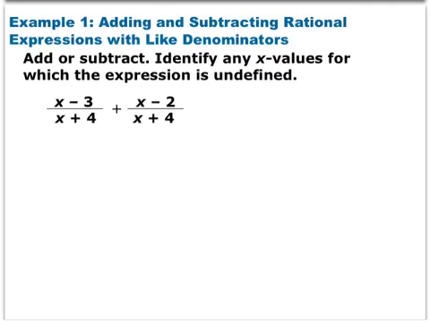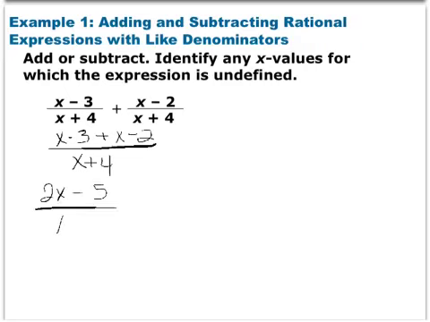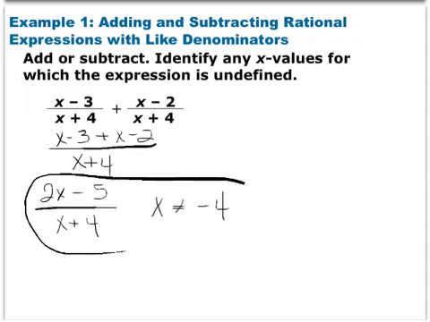So let's try our first one: add or subtract, and identify any x values for which the expression is undefined. I have the same denominator, and I just write down the numerators and collect like terms. I have 2x minus 5 over x plus 4. That's our answer, and x is undefined at negative 4. Remember, we just take the denominator, set it equal to 0, and solve for x, and that's where it's undefined, because the denominator cannot be 0.